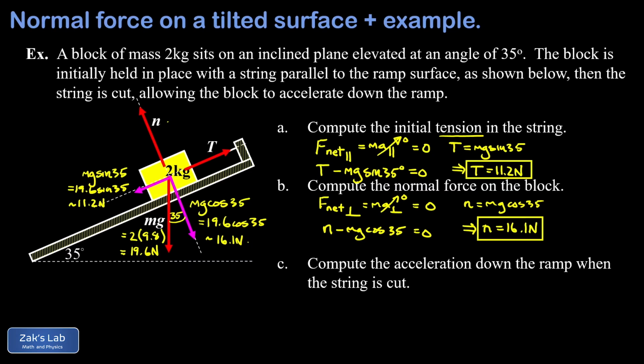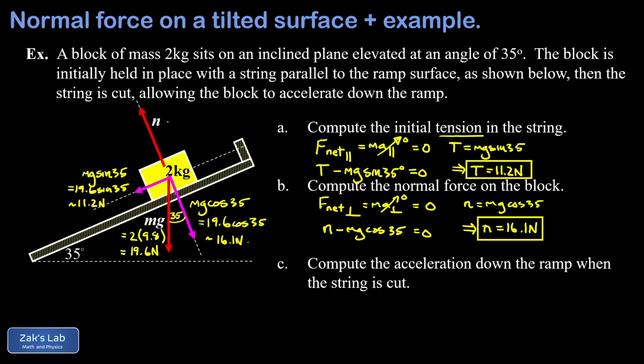Finally, we want the acceleration down the ramp when the string is cut. So the physics of the problem has changed here, and we want to get rid of the string and that tension pulling up the ramp. Now the block is going to accelerate down the ramp because I have a net force in that parallel direction pointing down the ramp. And we have a choice here on which way we define the positive direction.